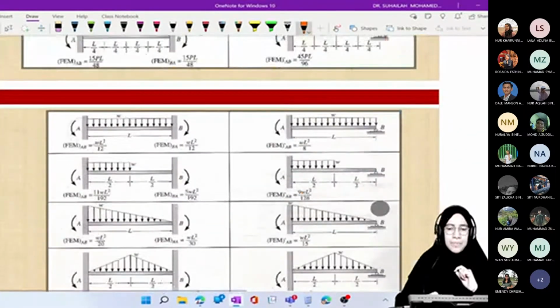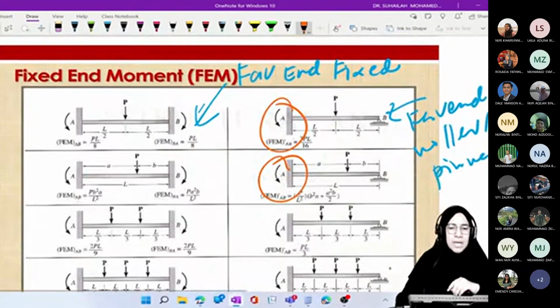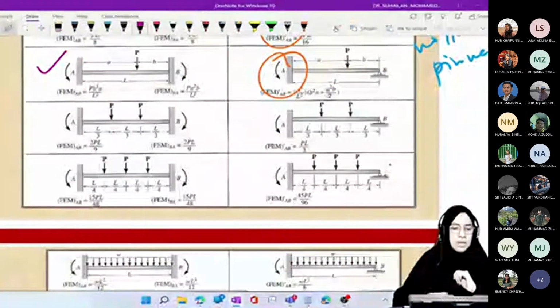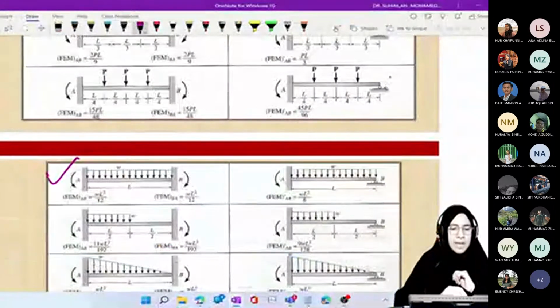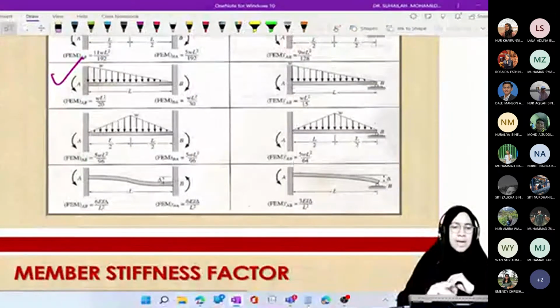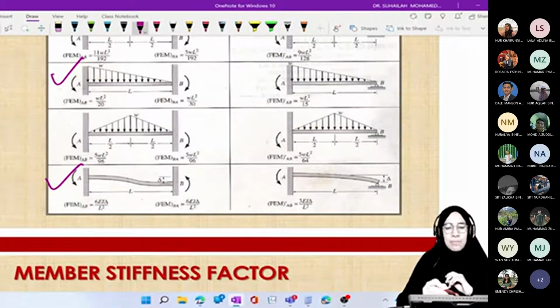Basically, you will only use these: the UDL, the triangular load, the common one, and lastly this one, which is due to support settlement, delta here.